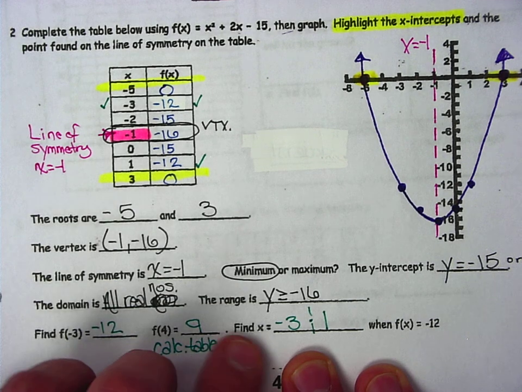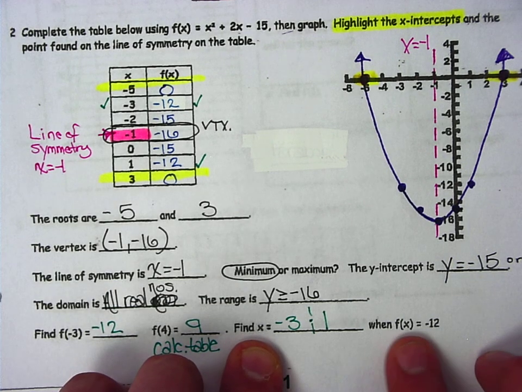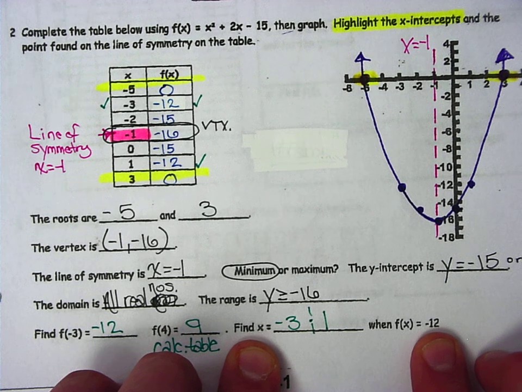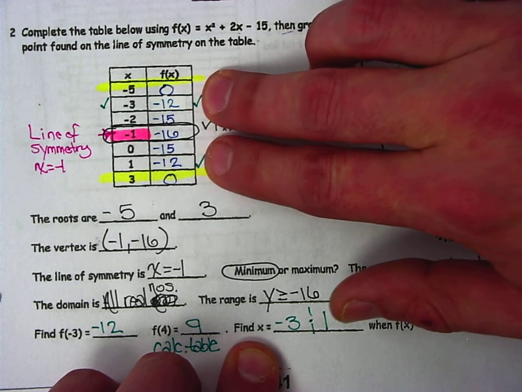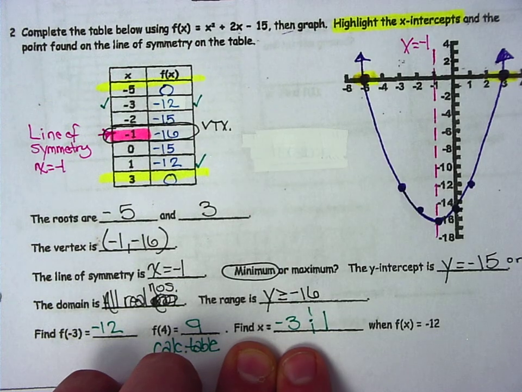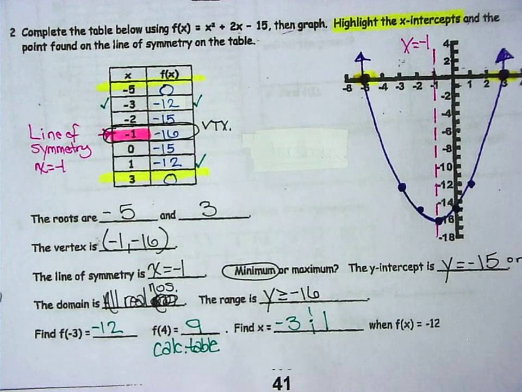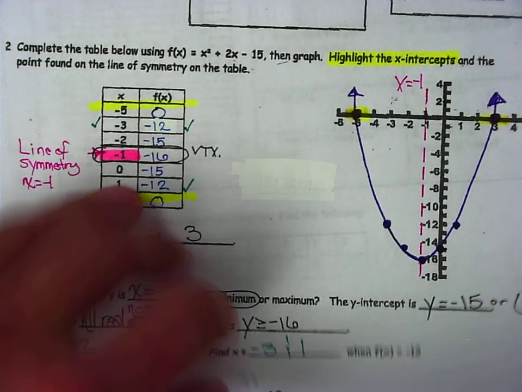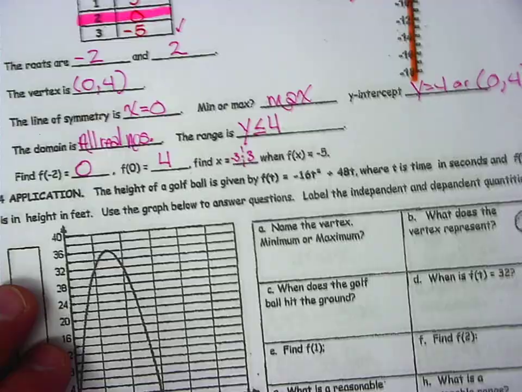And then they want to know for what values of x would I get -12s. Well, I get -12s right here and right here, and those values of x are at -3 and +1. So -3 and +1. Let's go ahead and turn our page over. And we have number 3.